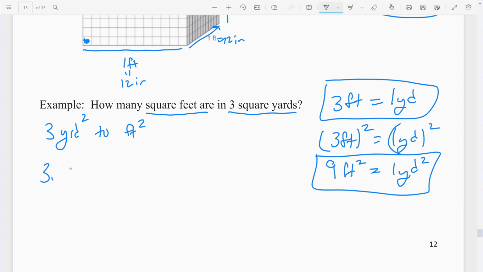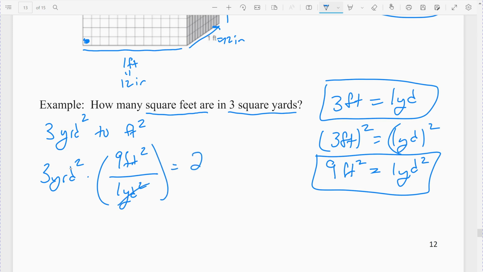All right, so I start off with 3 yards squared, and I want to convert to feet squared, so I want to get rid of yards. So 1 yard squared is equal to 9 feet squared. So you multiply that out, the yards cancel out, that would leave me with 27 feet squared. And again, it should make sense that that's the case, right?